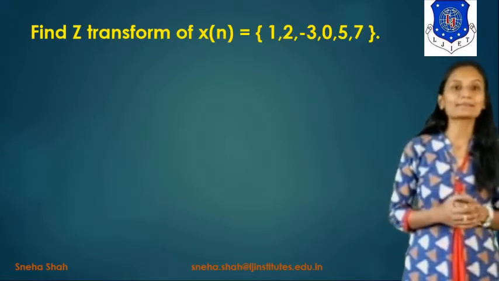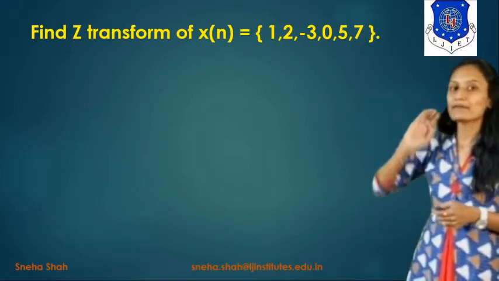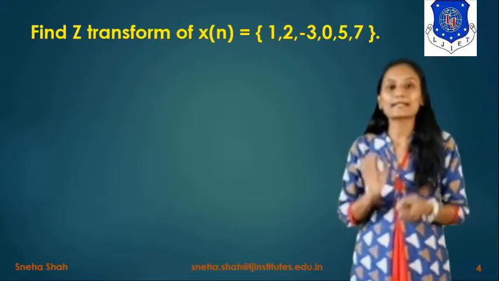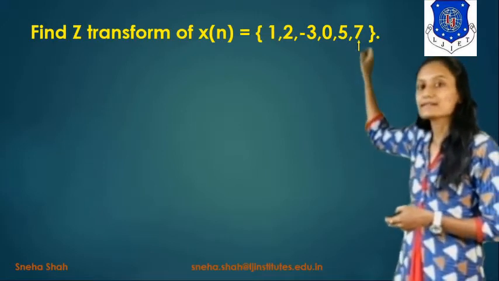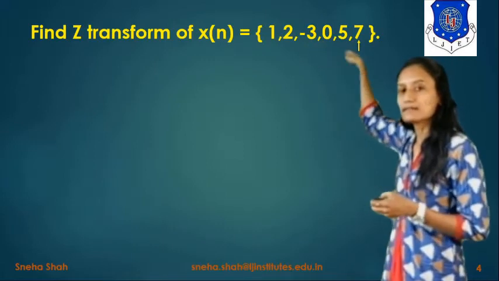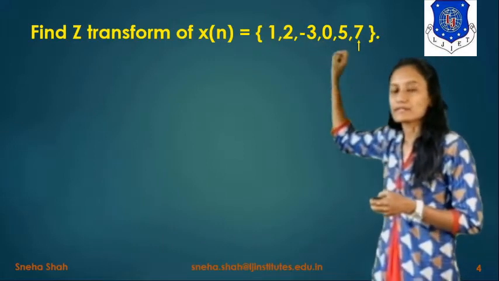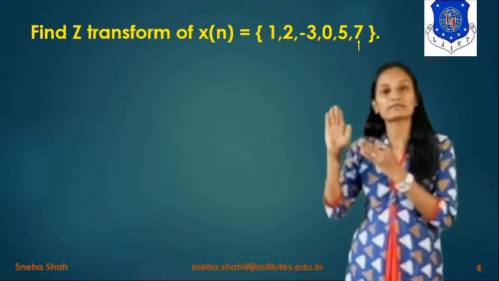Now the next example is to find the Z transform of X of n equals this. I have taken the same example, but in this we have taken the arrow on the last point. As you can see, this one is a finite duration sequence. So similarly, we are finding the Z transform of this one.